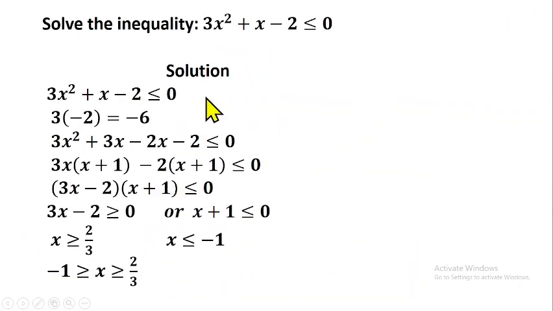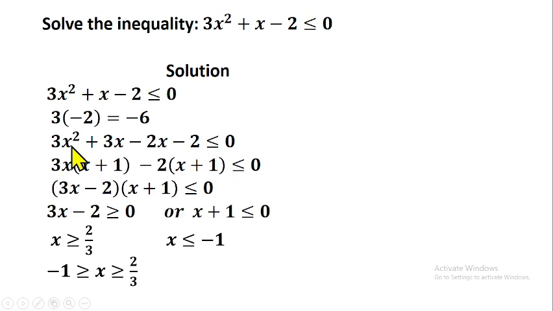So let's see another last question here. Solve the inequality 3x squared plus x minus 2 less than or equal to 0. This is also a quadratic inequality. So 3 will multiply minus 2, which gives us minus 6. We need two numbers you can multiply together to give minus 6, and when you add them together, give plus 1 here. That will be plus 3 and minus 2. So those are what you have here to replace x here.